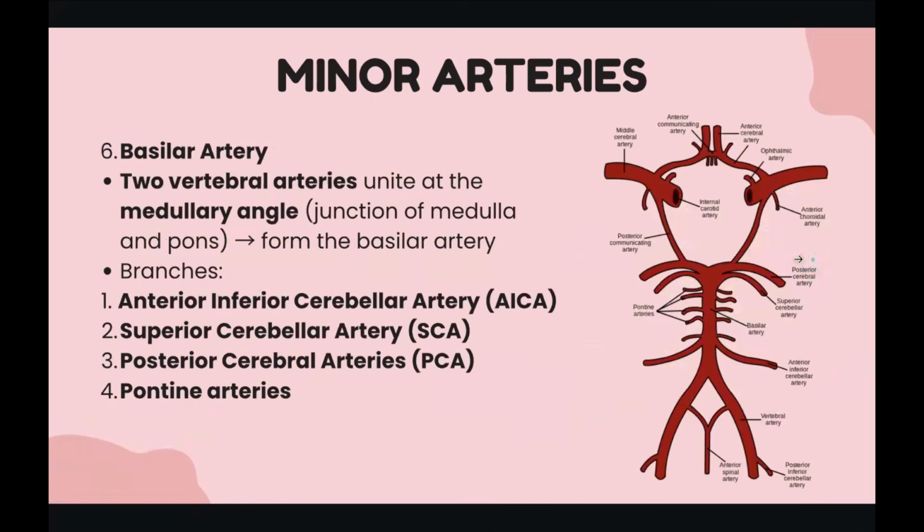Lastly, I believe, is the basilar artery. This is what we talked about, the junction of the two vertebral arteries that unite at the medullary angle. It branches to give the anterior inferior cerebellar artery, the superior cerebellar artery, and the posterior cerebral artery. Please do not confuse cerebral and cerebellar. One is for the cerebrum, the other is for the cerebellum. And again, the posterior communicating artery is from the internal carotid, but the posterior cerebral artery is from the basilar, all right? It also gives the pontine arteries shown here, which supply the pons.